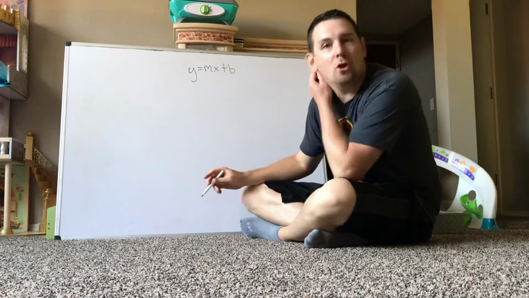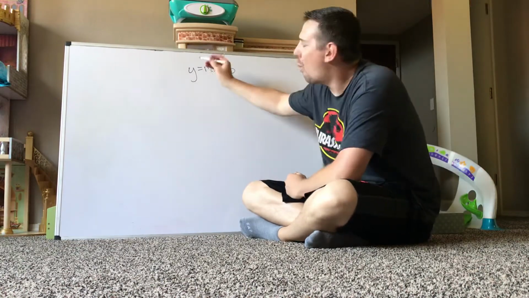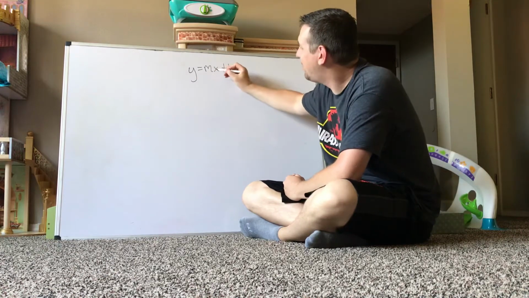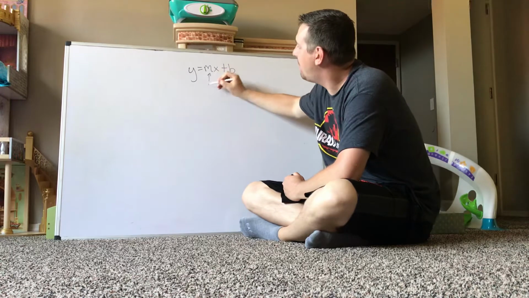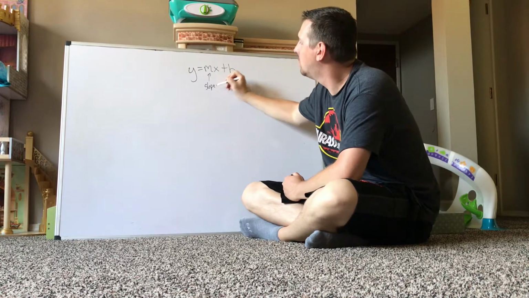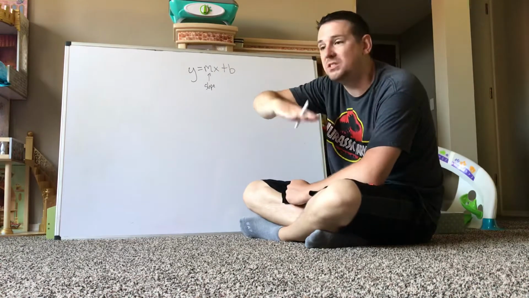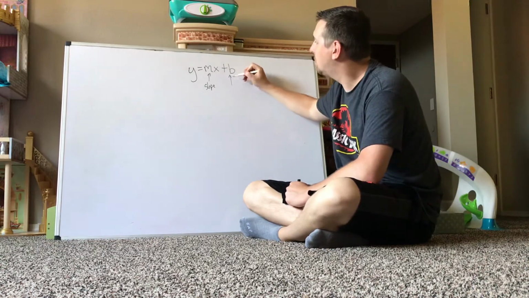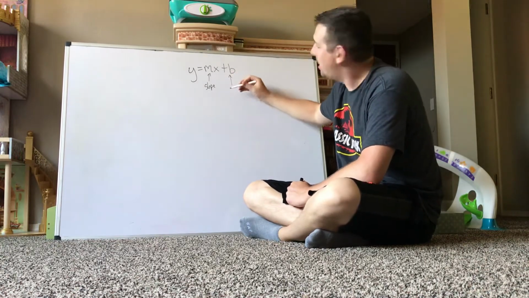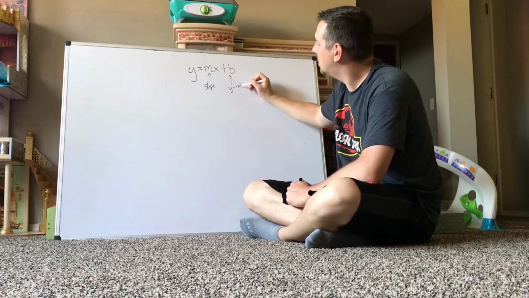This is called the slope-intercept form. Y equals something x plus or minus something. This m is the slope. Okay, the slope is how steep or how flat it is. This plus or minus b is the y-intercept.